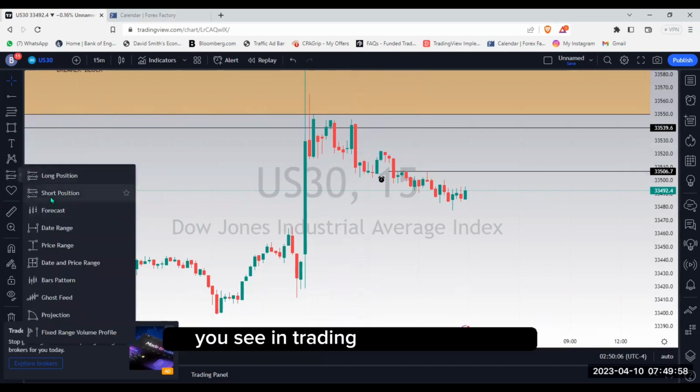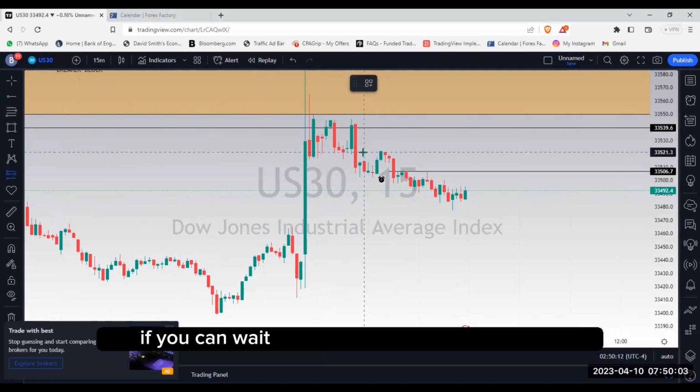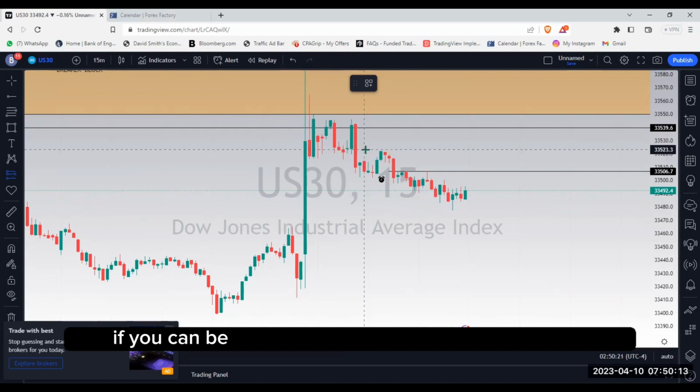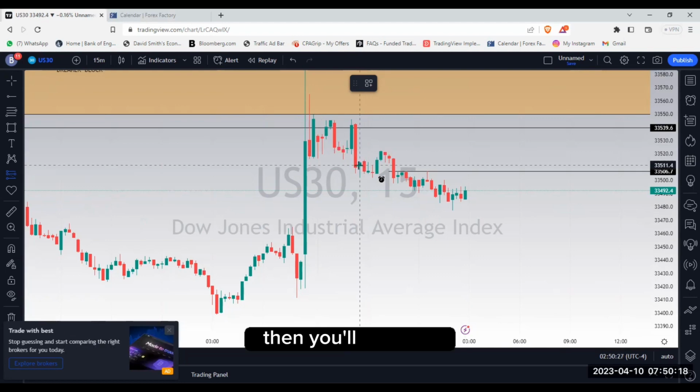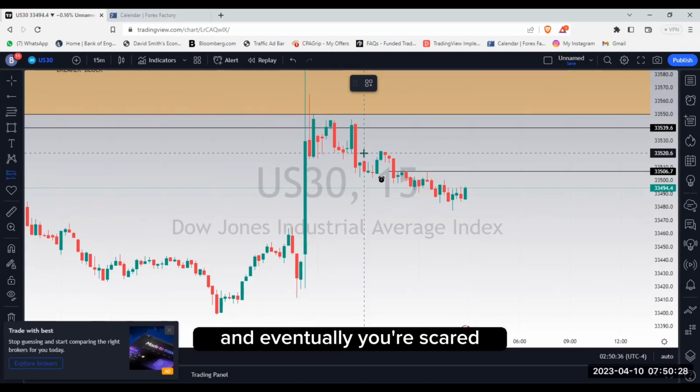You see, trading is about waiting. Every other thing is easy. If you can wait and map it out and not be greedy, patience and avoiding greediness, that's what you need. If you can be patient and if you can do away with greed, then you'll be good. All right? Because it's impatience that brings fear of missing out, and then greed makes you lose and eventually you are scared. And when you are scared, everything boils down to fear. And fear is equivalent to failure.